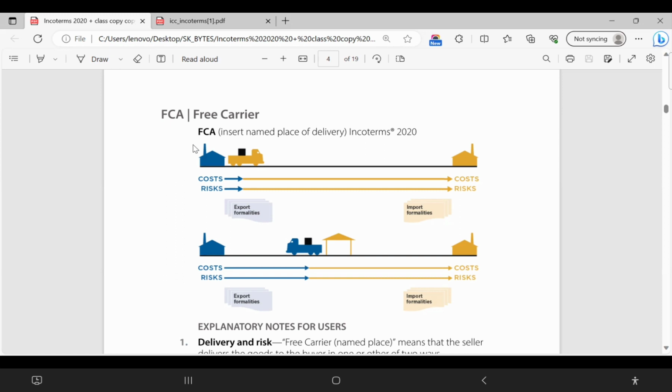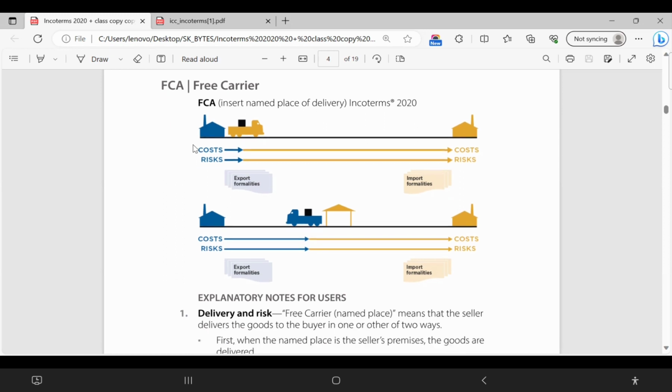Compared to Ex Works. And now we are talking about Incoterms 2020, right? With Incoterms 2020, there were 2 points of delivery. FCA means insert named place of delivery. That named place of delivery could be the beneficiary's, or the factory, or the seller's warehouse, or it could be some different place, like the freight forwarder's place, or some other place.